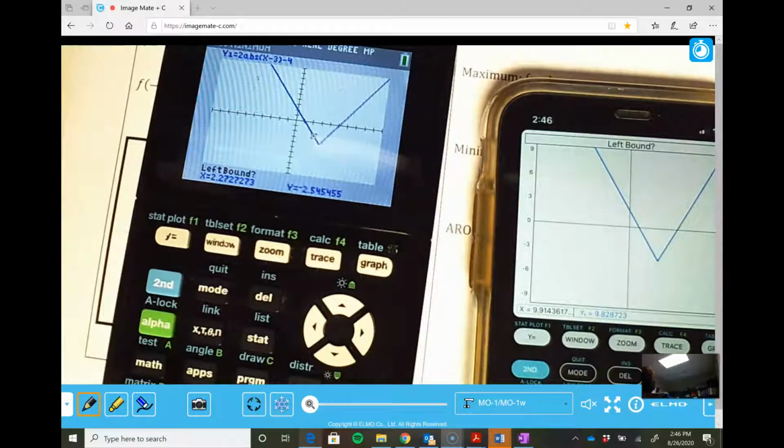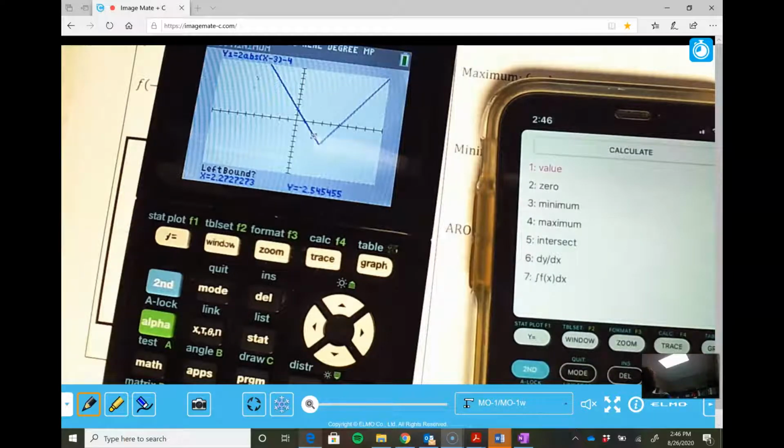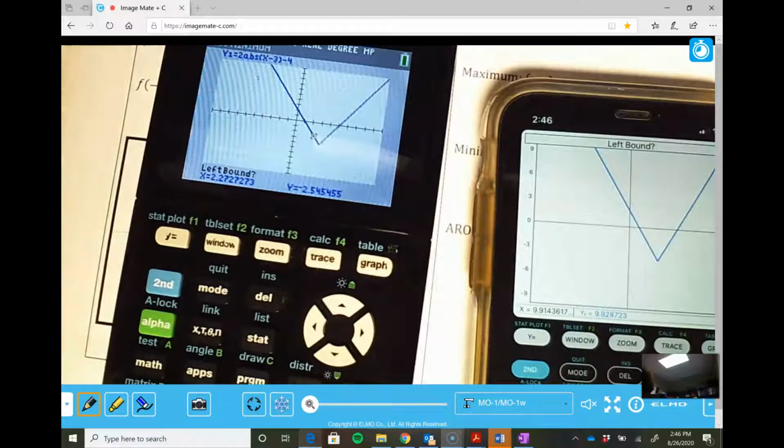Where is it? Hold on, let me try this again. Minimum. I went too far, sorry. Let me fix this. Again, it works much better if we're all on the same tool.